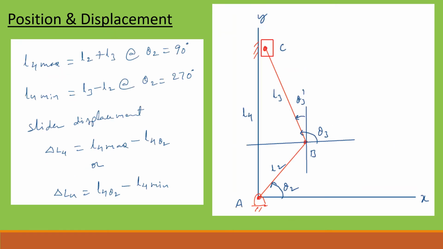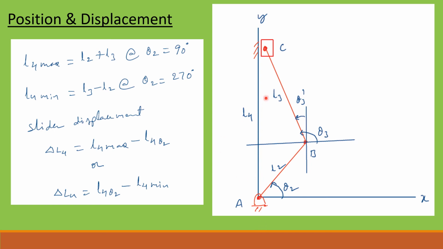Now L4 max, that is the extreme topmost position of the slider, is equal to L2 plus L3. That will occur when theta 2 is 90 degrees. Similarly, L4 minimum, that is the bottommost position of the slider, we can write L4 minimum equal to L3 minus L2. That will occur at 270 degrees.